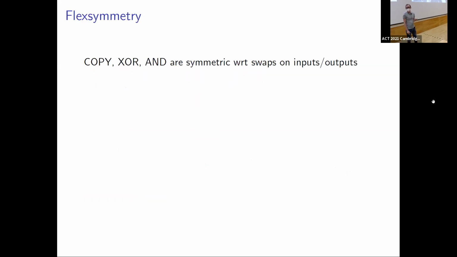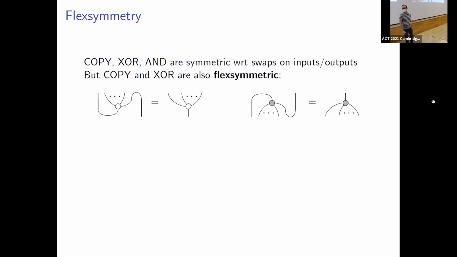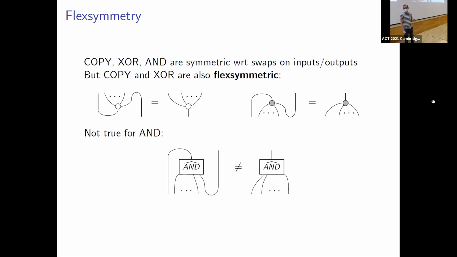Copy, XOR, and AND are all symmetric with respect to swaps on inputs and outputs. So we can interchange all the inputs, or the outputs in the case of the copy, and it remains the same thing. But the special thing about copy and XOR is that they also have this property called flex symmetry, which is a term coined by Bertrand. If I use my compact closed structure, my cups and caps, and I interchange an input and an output, I still have the same thing. So these are extra symmetric. And it turns out that this is not true for the AND gate. For the AND gate, we cannot swap an input and output.